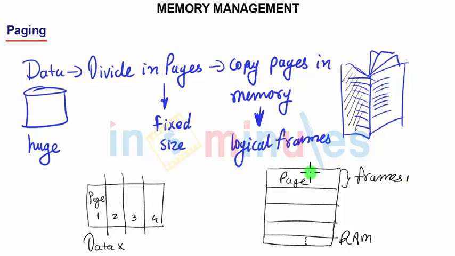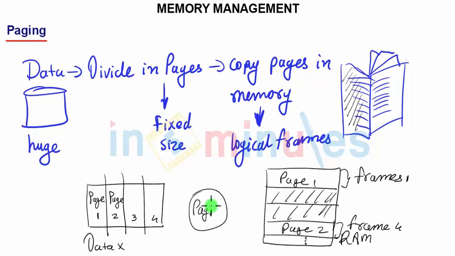It can be anything. For instance, after this you went to page 2. This time maybe location 2 was occupied, 3 was occupied. So frame 1 is full, frame 2 is not available, 3 is not available, but frame 4 is available right now, so I'll be copying page 2 there. The basic ideology behind paging is how you keep pages.